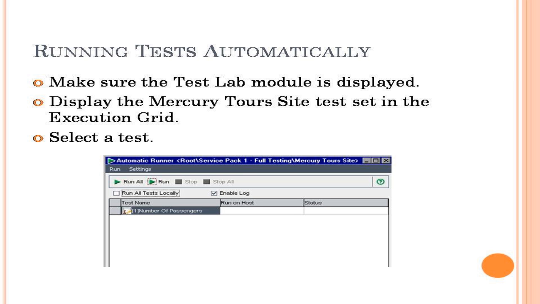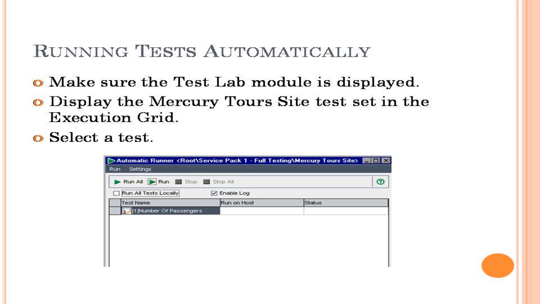To run a test automatically. 1. Make sure the Test Lab module is displayed. If the Test Lab module is not displayed, click the Test Lab button on the sidebar. Choose View, Test Sets tree to display test sets in the Test Sets tree. 2. Display the Mercury Tour site test set in the Execution Grid.